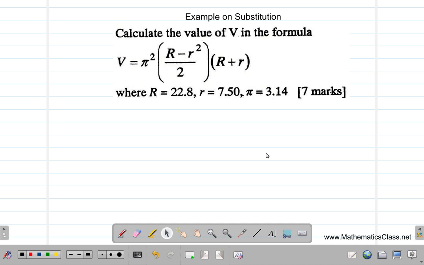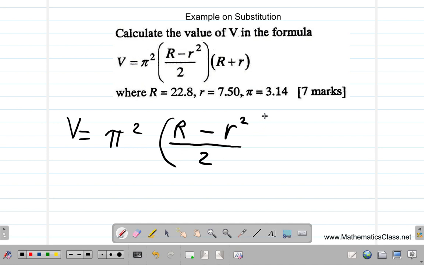Okay, good. You paused it and you worked it out. What did you get? Let's take a look at it. We have V equals. Now, if I write the formula as is, I would have pi squared multiplied by uppercase R minus lowercase r squared divided by 2 multiplied by uppercase R plus lowercase r. Alright?